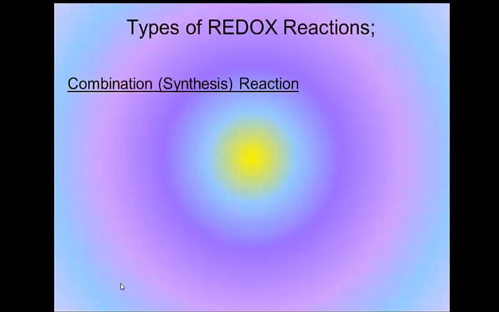Alright, so there are about 5 types of redox reactions, and type number 1, not necessarily in order, is a combination or a synthesis reaction. You were taught how to recognize these types of reactions. Now we're going to realize that they're redox, and we're going to assign oxidation states. So a synthesis reaction, two elements coming together to form a compound.